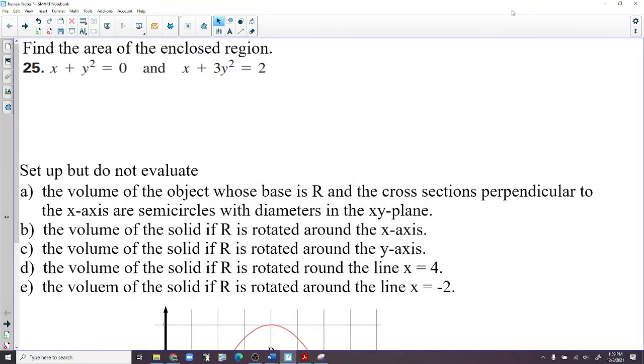All right, we got a review for the test. We're going to start our test tomorrow. Find the area of the enclosed region. I thought, well, let's review, working with y instead of x. So x is equal to negative y squared, and x is equal to 2 minus 3y squared.